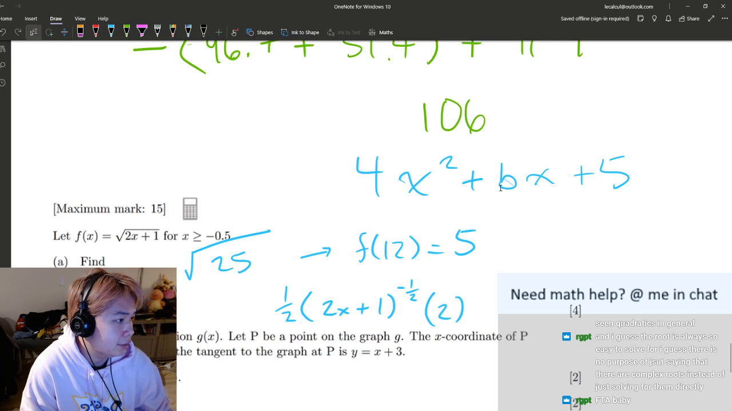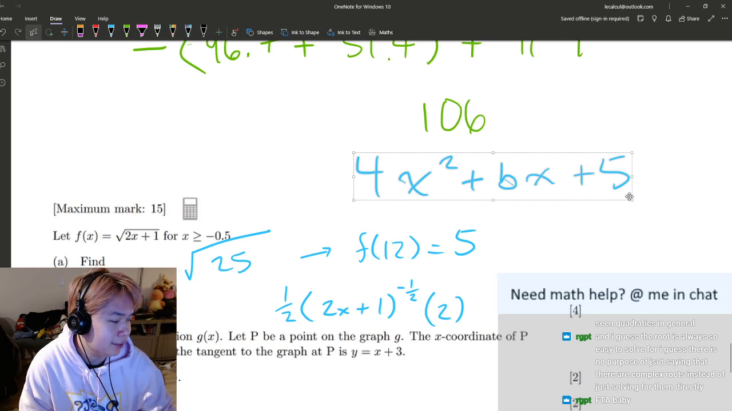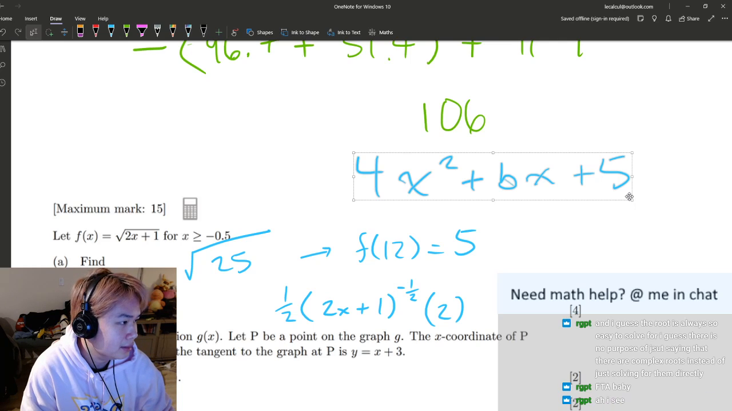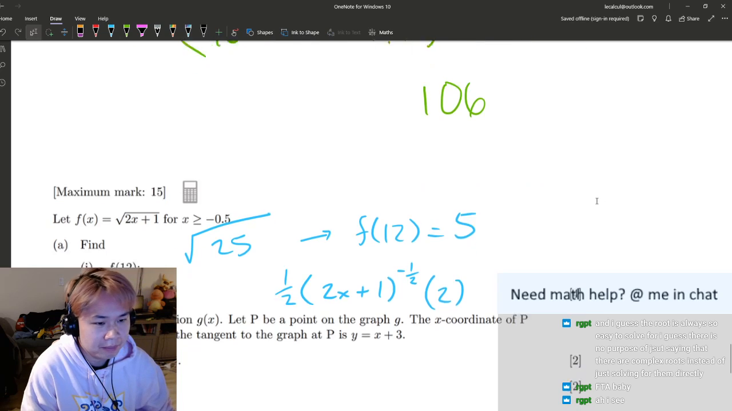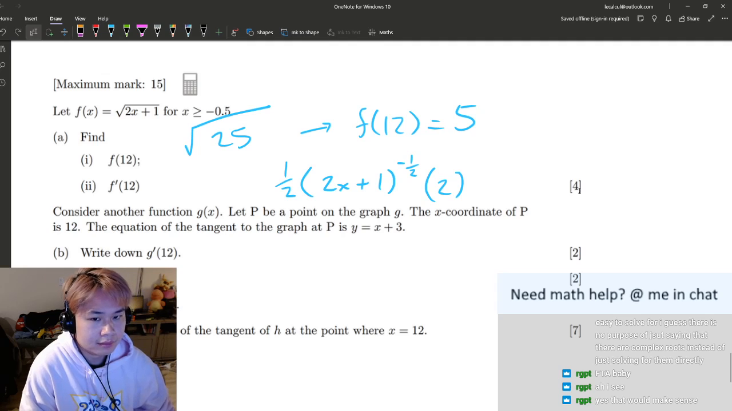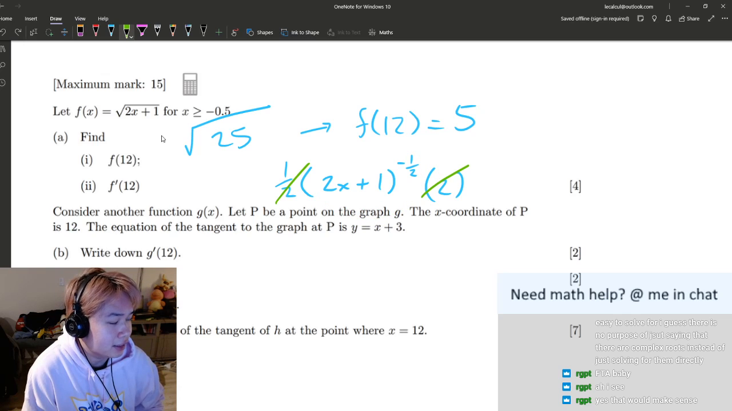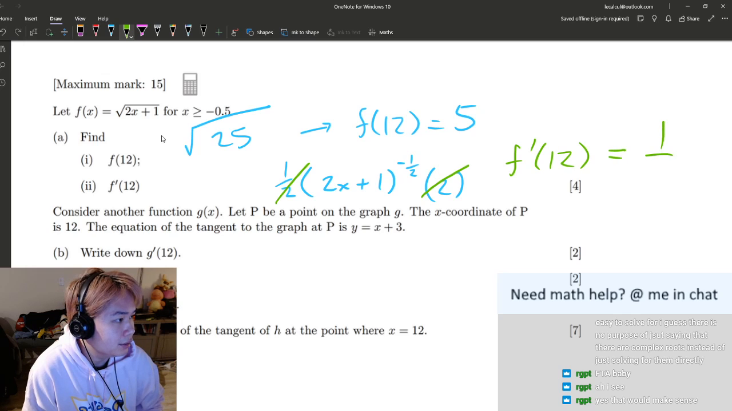And then they just ask you for what values of b does this polynomial have like 2 roots, for example. Then you can't necessarily solve for roots. Then you just need to use the discriminant, right? Okay, so then f prime at 12, well this cancels out, and then I already know what the square root of this stuff is when x is 12, so f prime at 12 is 1 over 5.